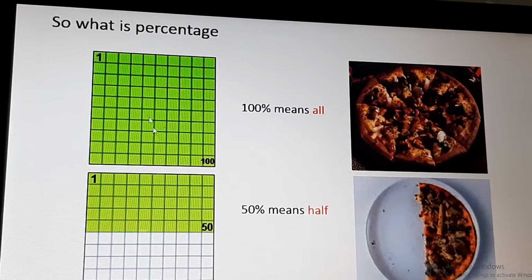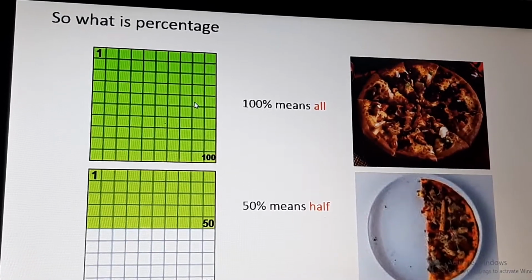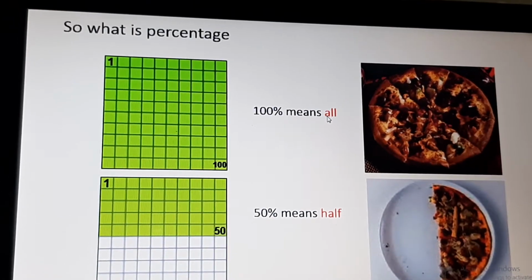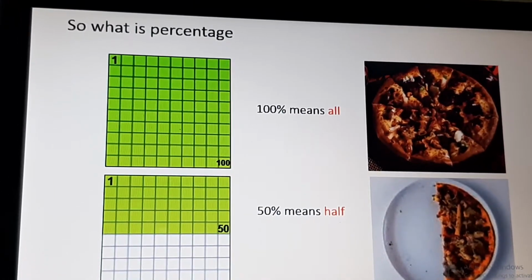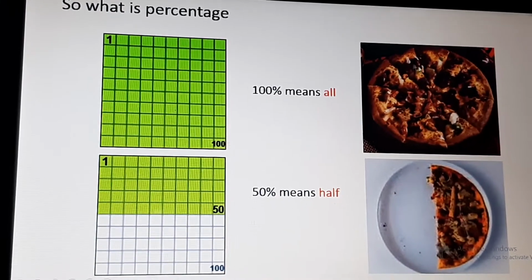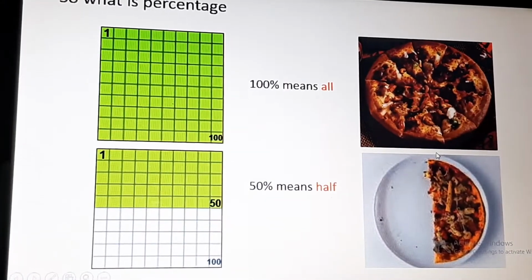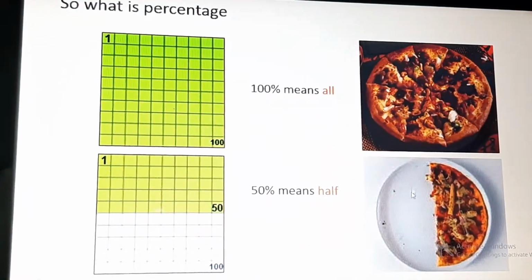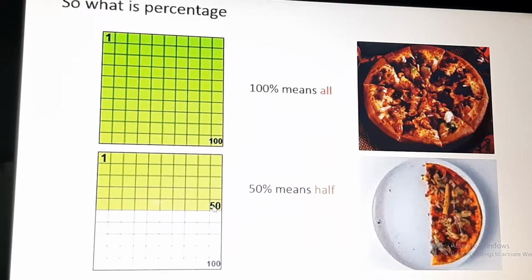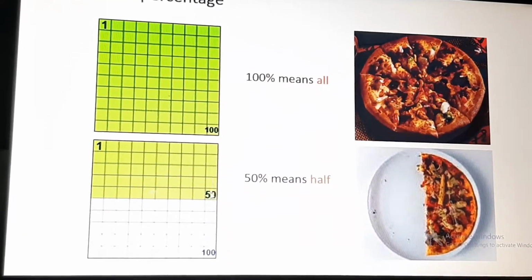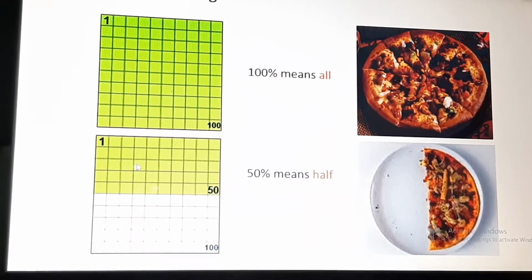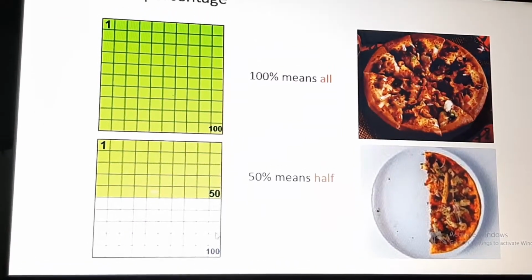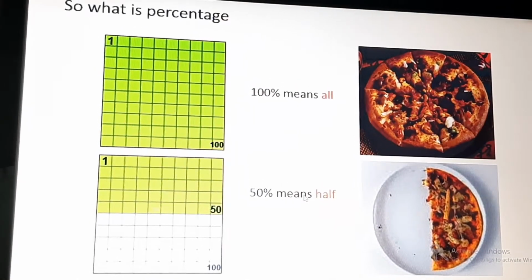Let's understand it more. For example, there are 100 boxes and they are all filled with the green color, means all the pieces are filled like this. So it is 100%. And when we eat half of the pizza, half is left in the plate, means 50% has gone. Similarly, from 100 boxes, only 50 are colored, means 50% is colored and 50% is not colored, means half of it is colored.